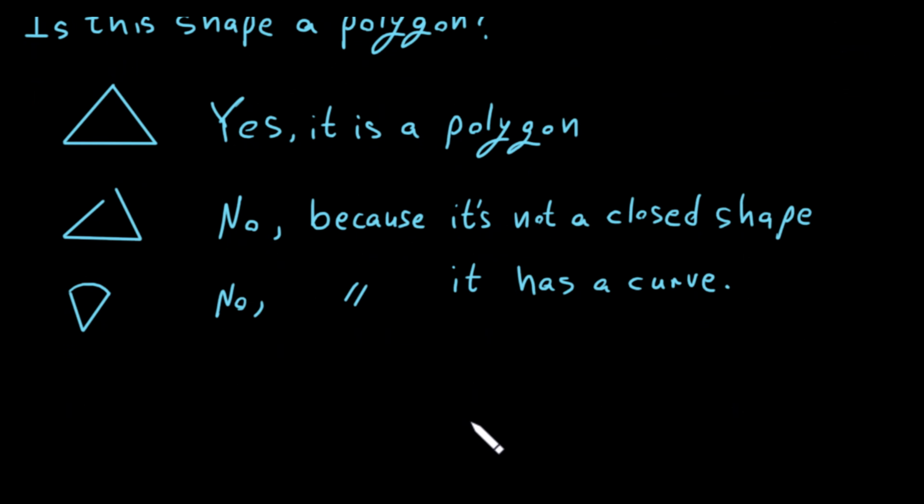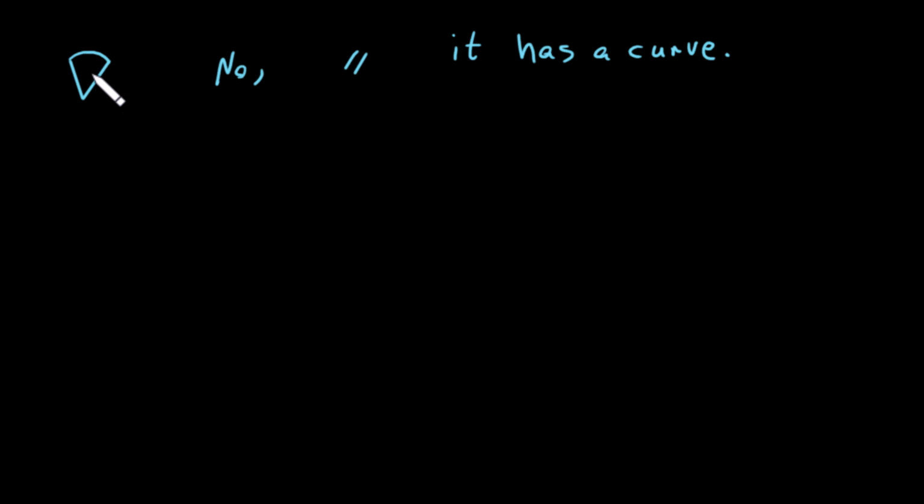Another example, I will draw a closed shape made with 5 straight sides like this. Of course, this is a polygon because it's made of 5 straight line segments and it's closed, and of course it's 2D. So yes, it's a polygon.